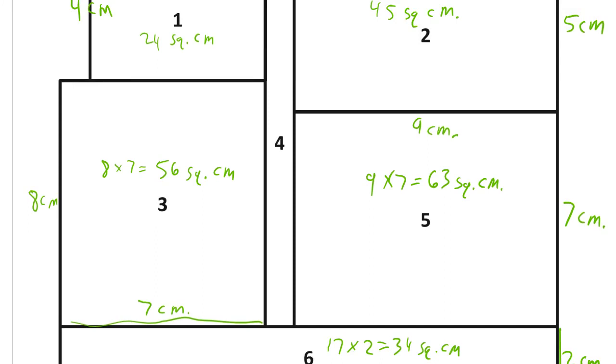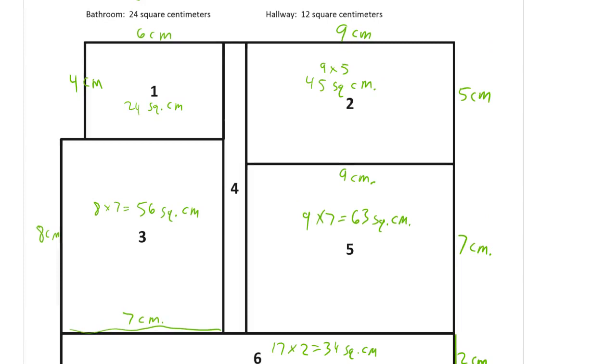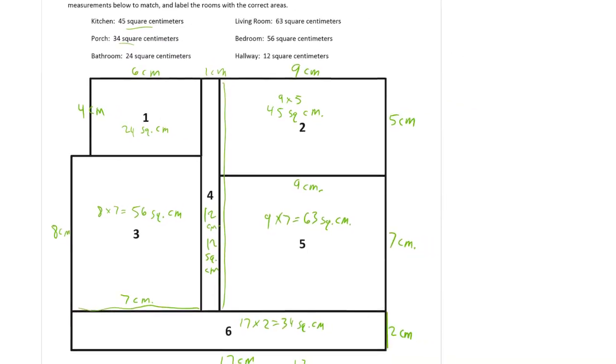And then this long skinny one, number 4, is 1 centimeter. And this whole long side here is 12 centimeters. So it's 1 by 12, which is 12 square centimeters. So let's zoom out for this whole thing.